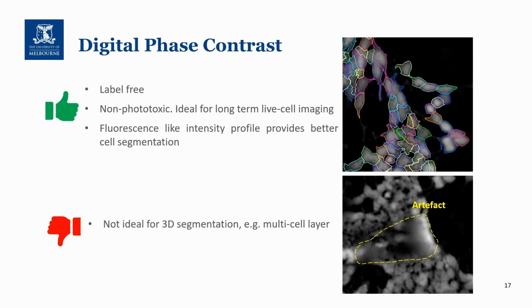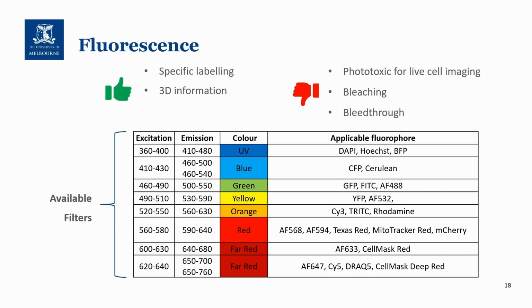The advantages of using digital phase contrast are that it's label free, and again, it's non-phototoxic and it's ideal for long-term live cell imaging. However, it also provides a fluorescence-like intensity profile, which provides better cell segmentation, which you can see in this image. One significant drawback is that it's not useful for 3D segmentation, for example, imaging multi-cell layers.